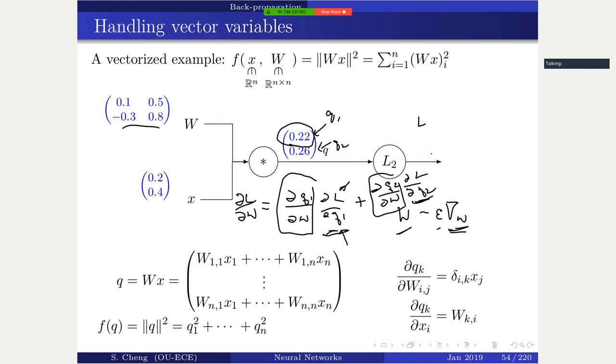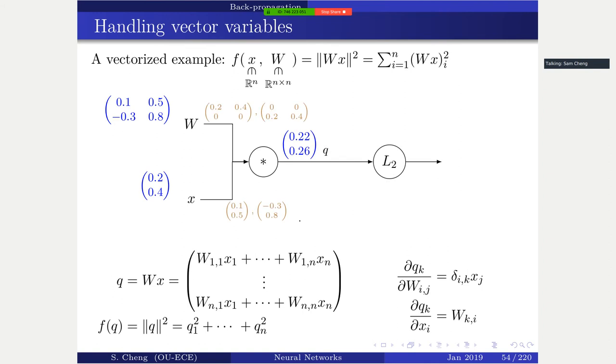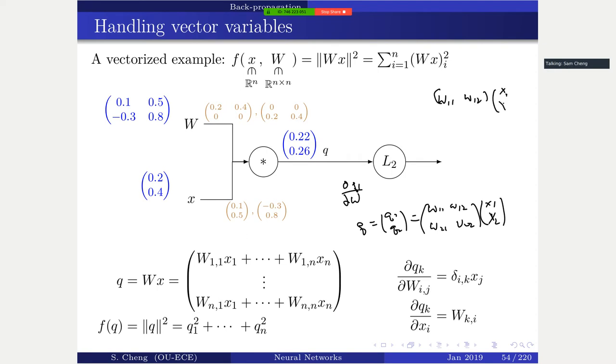So for example, if I continue to compute, let's say, partial Q1 partial W, I first think of what is Q1 with respect to W. Q is equal to Q1, Q2, right? And this is equal to W multiplied by X, right? Or I can write it down, let's say W11, W12, W21, W22 times X1, X2, right? So if I take the partial derivative of Q1, that's the first term here. Q1 is just equal to this multiplied by this, right? W11, W12, x1, x2. So it's a scalar.